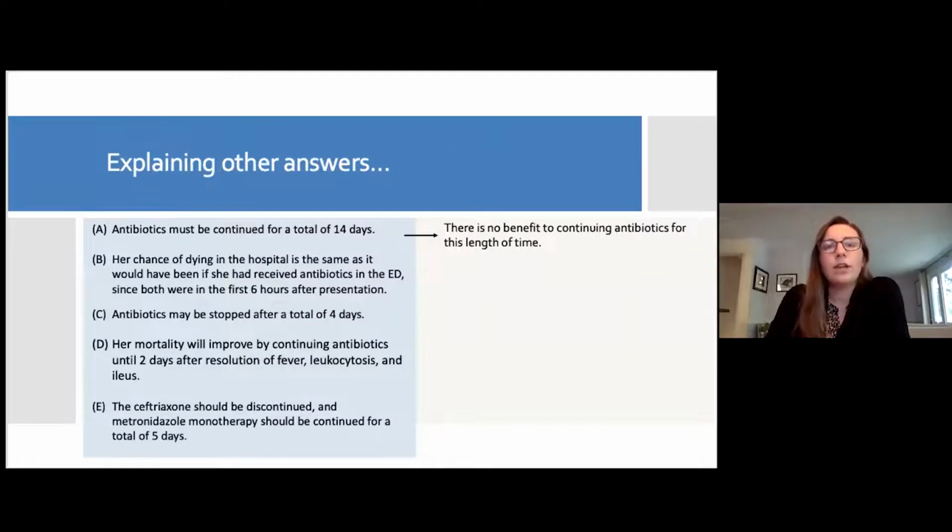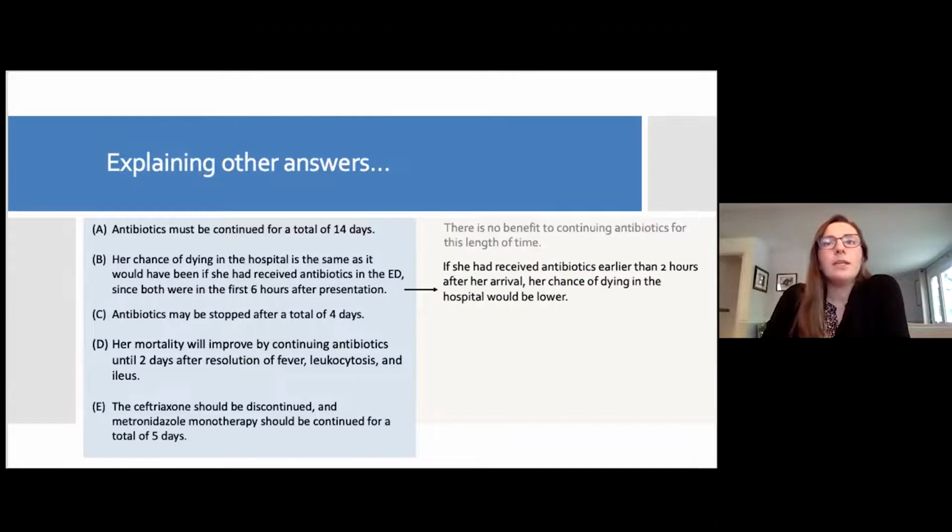So we'll go through the other answers here. There's no benefit to continuing antibiotics for a total of 14 days. B, if she had received the antibiotics earlier than that 2-hour mark, or greater than 2 hours because she entered into the OR at 2 hours, her chance of dying in the hospital would be lower. We saw that based off of that first study we discussed. C is the correct answer.